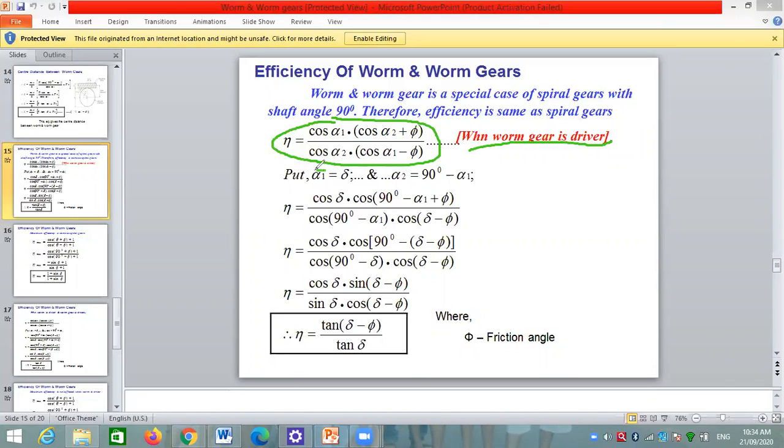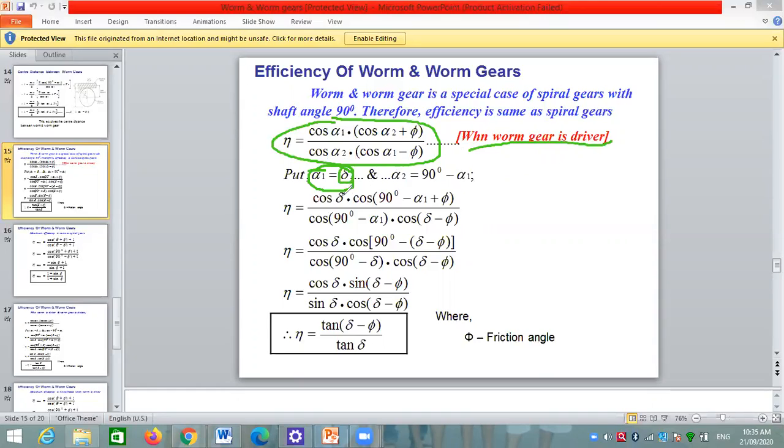We know that alpha 1 is equal to delta. Alpha 1 is the spiral angle for a worm, which is equal to delta, the lead angle. Sorry, delta is the lead angle, and it is equal to the spiral angle of the worm, and alpha 2 is the spiral angle for the worm gear, which is equal to 90 minus alpha 1.